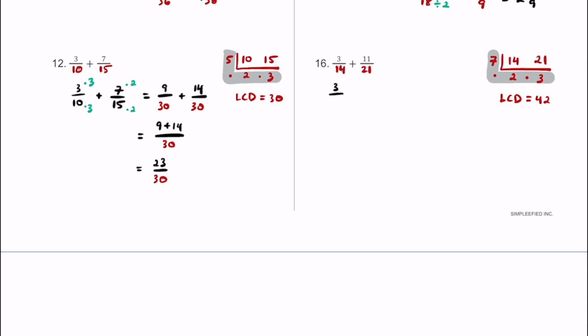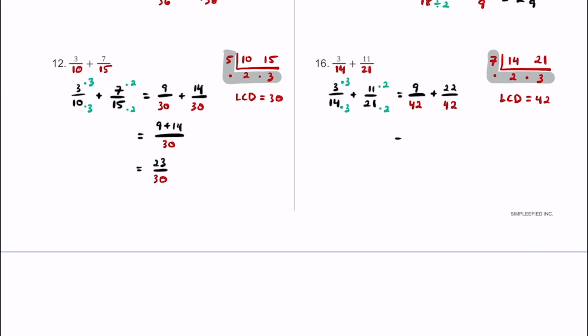So let's go ahead and see if we can rewrite these fractions using that common denominator. So let's go ahead and rewrite these. Now 21 times 2 is 42, and 14 times 3 is 42. So let's do times 3 times 3. Let's do times 2 times 2. If we do that, we're going to get 9 over 42. And over here, we're going to get 22 over 42.